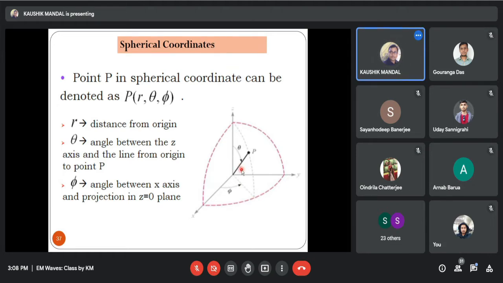So these are the three parameters by which we can define a point in a spherical coordinate system. First one is the r. R is the distance of this particular point from the origin of the coordinate system. Theta is the angle that is made by this particular line with the z-axis. And to determine the phi, you first have to consider the projection of this line on the xy plane, that is the plane where z equal to 0. Then the angle between the x-axis and the projection of this line will define the angle phi. So these are the three parameters to define any point in a spherical coordinate system: r, theta, phi.